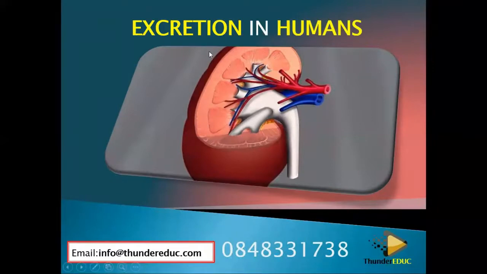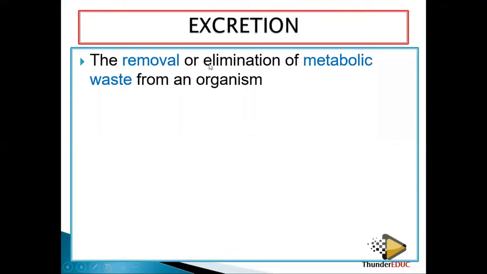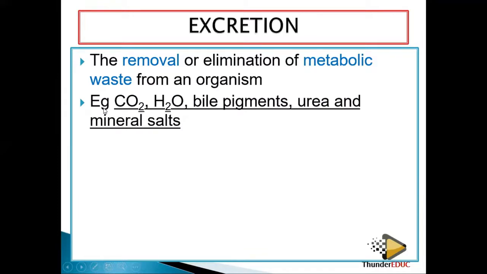Today we'll be looking at excretion in humans. Excretion is the removal or elimination of metabolic wastes from an organism. When we talk about metabolic, we're talking about breaking down processes which occur in organisms. Because we are talking about humans, we're talking about the processes which occur in the human body. Wastes include carbon dioxide, water, bile pigment, urea, and mineral salts.